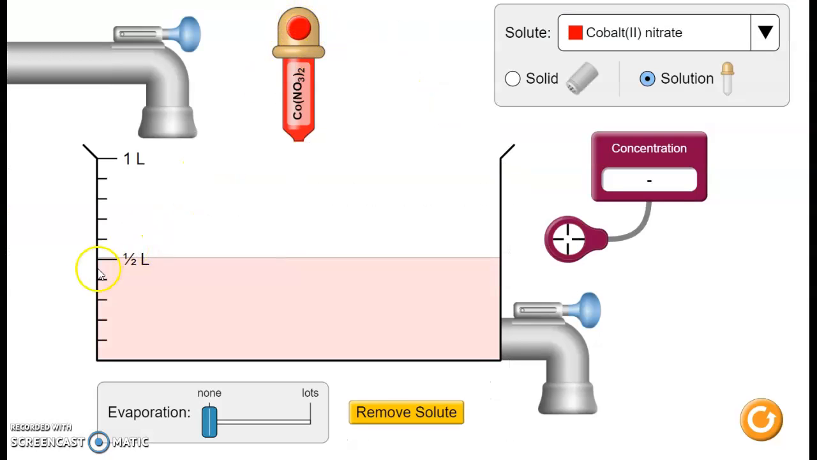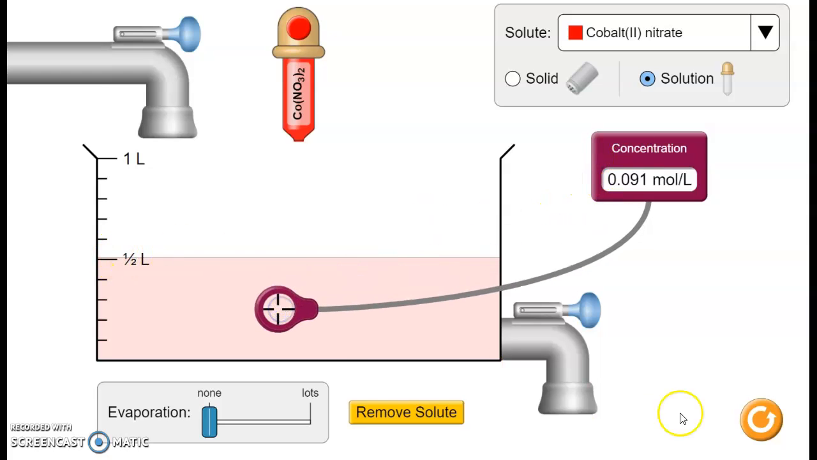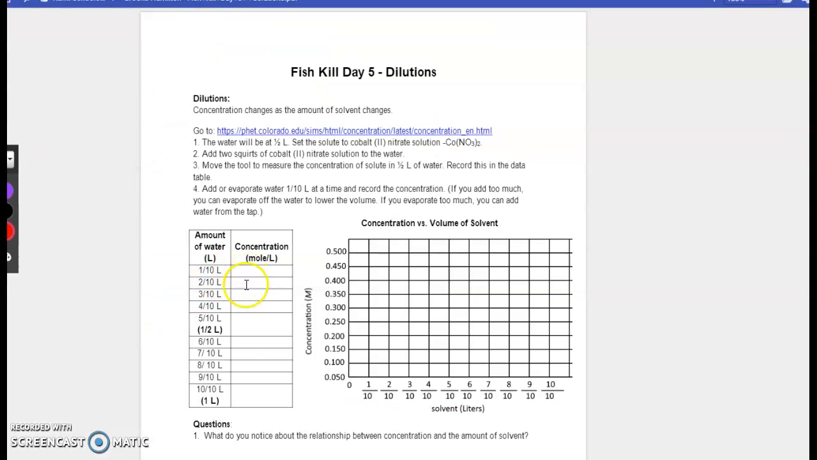There are my 2 squirts. It's at half a liter. We are going to drag the concentration meter over here. So with 2 squirts, the half a liter, it says, is 0.091, is what it records at. So what we're going to do is you'll make a text box and put 0.091. That's what we're going to record right here. Then it says add or evaporate water 1/10 at a time and record the concentrations. If you add too much, it evaporates.